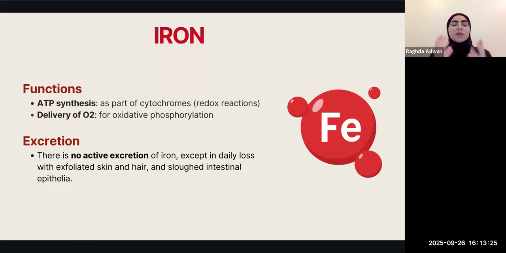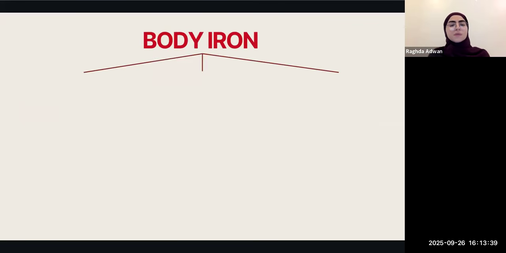If you understand that, then you understand that we need to regulate iron very carefully in our body. We don't want too little iron, and we don't want too much iron because we can't get rid of it properly. Just keep this in the back of your head throughout the entire lecture because it forms the basis of regulation of iron. Now, iron comes in multiple forms.